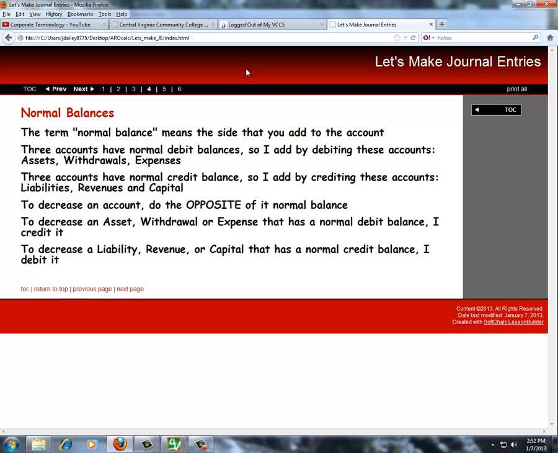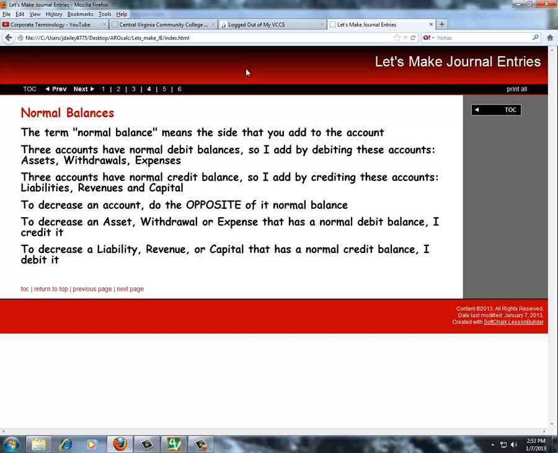The 3 accounts that have normal debit balances, so I add by debiting these accounts, are assets, withdrawals, and expenses. And it's easy to remember if you remember the word AWE, A-W-E, that stands for the first initial of each one of these accounts. So AWE accounts have normal debit balances, and you can expand that to the word awed.